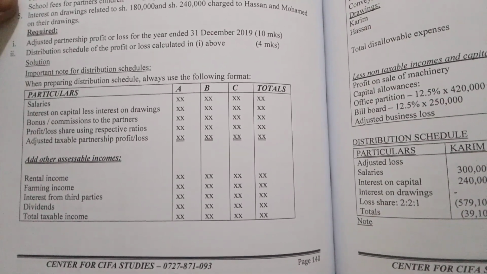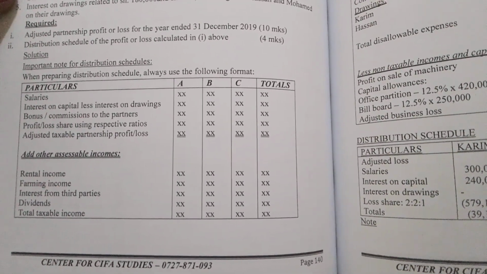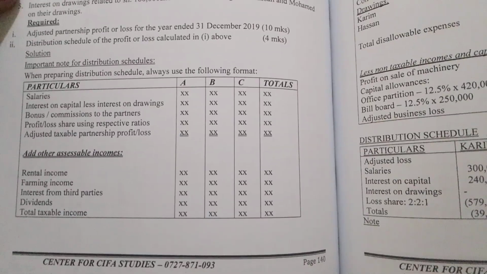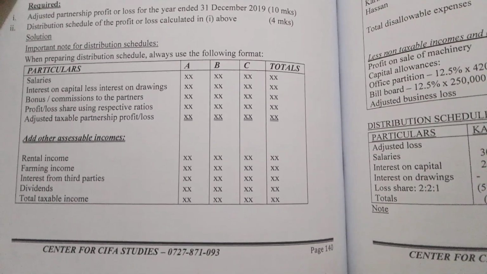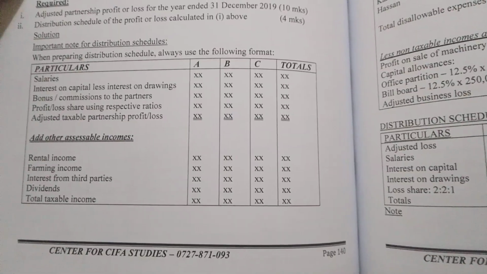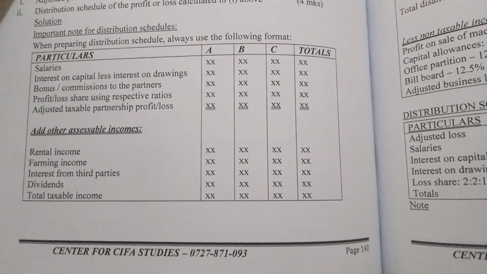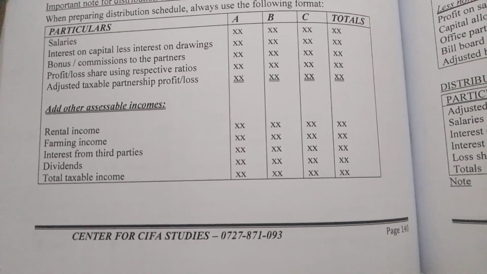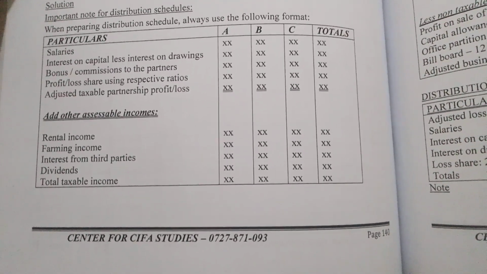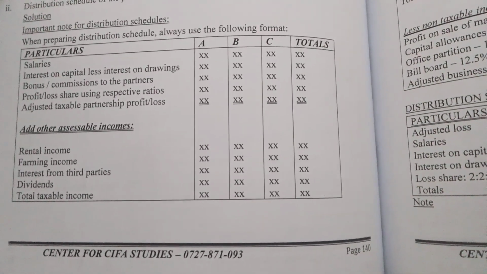Salaries, for example, those salaries which went to those partners, partner E and K. Interest on capital. If there was interest on drawings, you deduct it. Was there bonus, profit share? Was there other income? For example, in this question, we have dividend income from a circle. So that is the format that we'll be using.